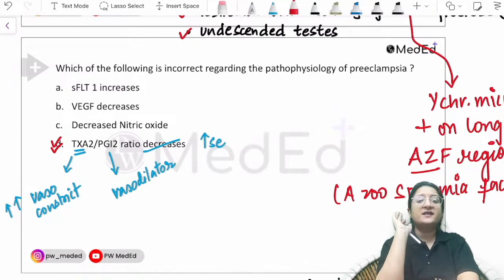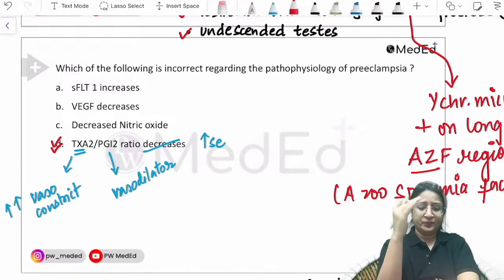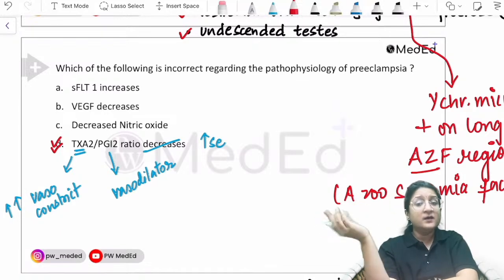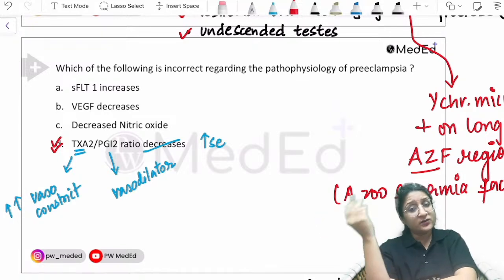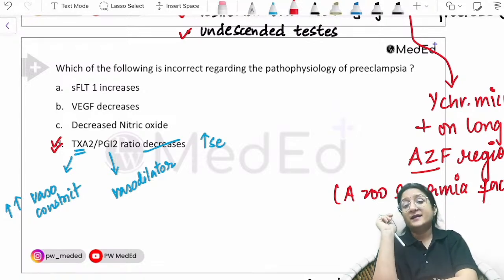Because the rest of the things are difficult to mug up. sFLT1 increases, VEGF decreases. These are true. But then again, at the point in time in examination, they can be difficult to mug up. Decreased nitric oxide. Nitric oxide is also a vasodilator. So if nitric oxide is decreased, there is vasoconstriction. That makes sense. And then thromboxane and prostacyclin as well.